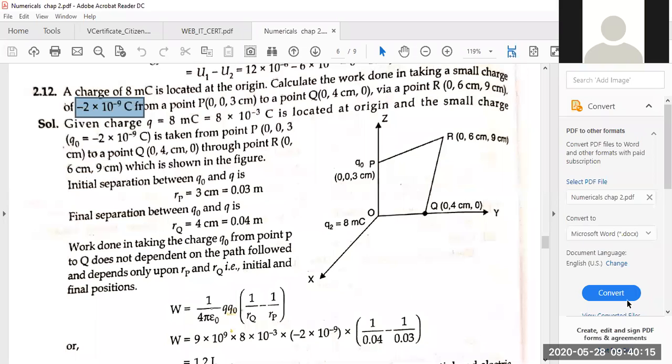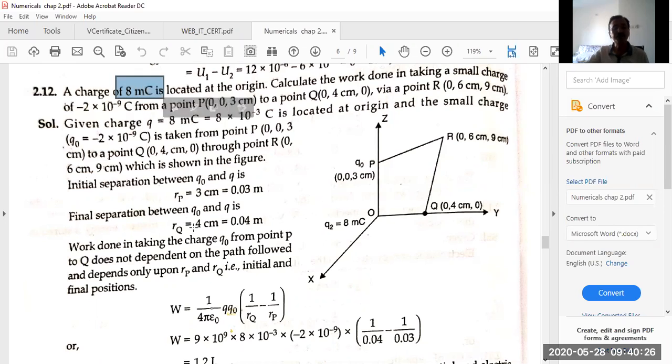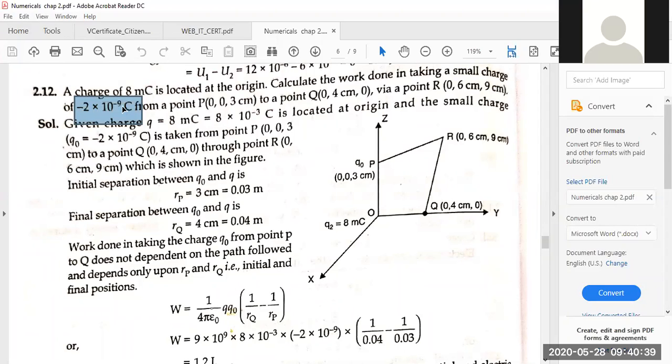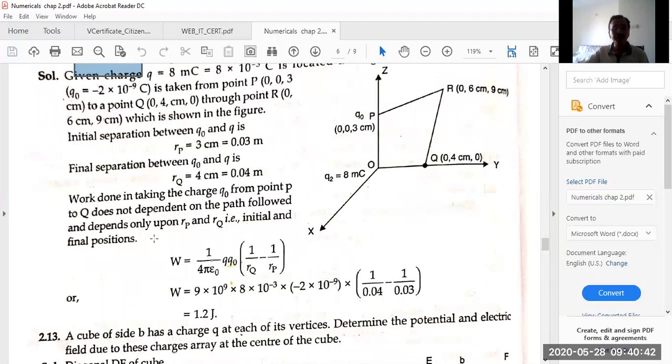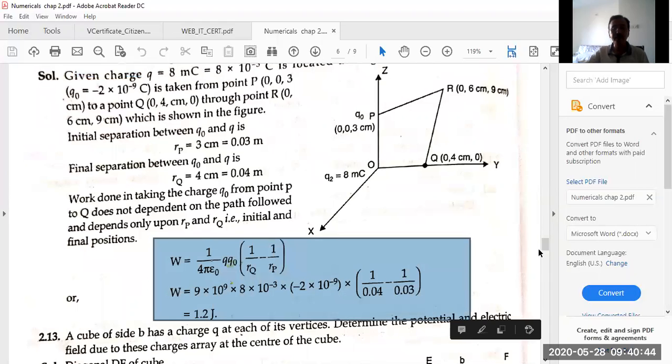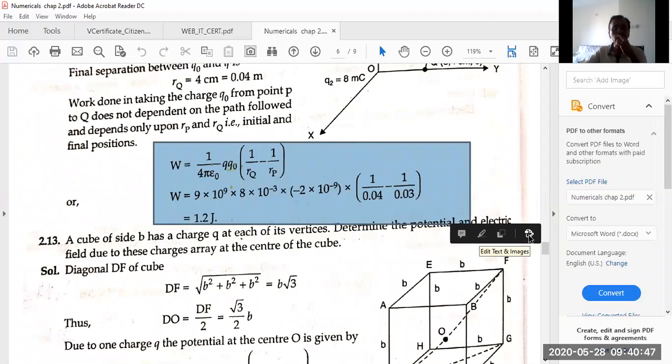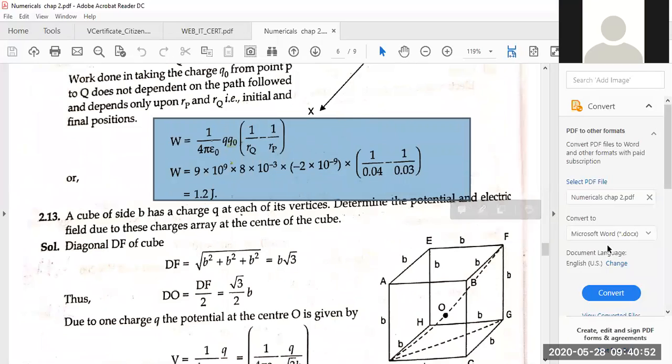Sir, Q is 8 into 10 raised to minus 3. The one located at the origin is the source of electric field, so 8 millicoulomb is Q0. And which charge are you shifting? Minus 2 into 10 raised to minus 9. ठीक है, तो ये है Q0 and this is Q. This formula we already had. Put down the values and get the answer, 1.2 joule. I'm not entering into that detail. Fine?